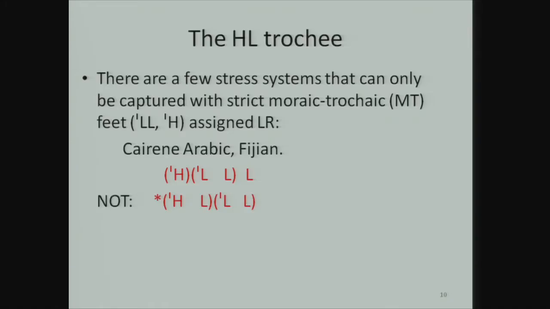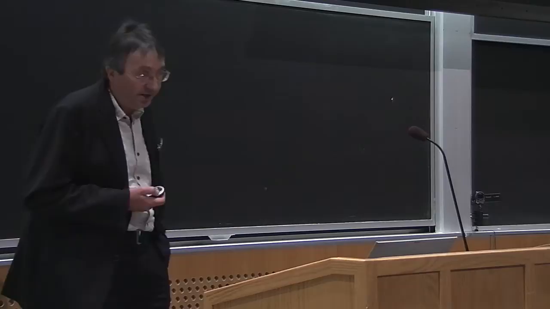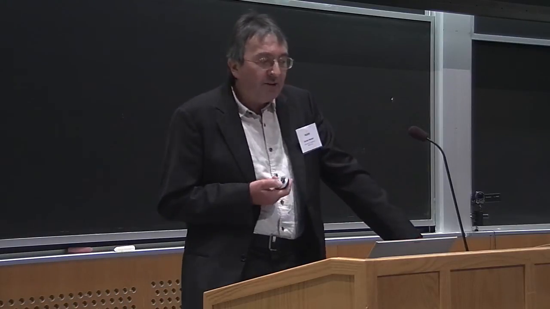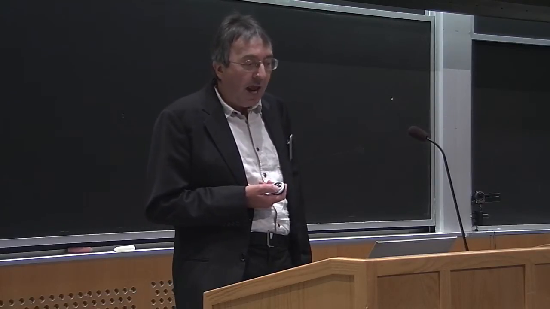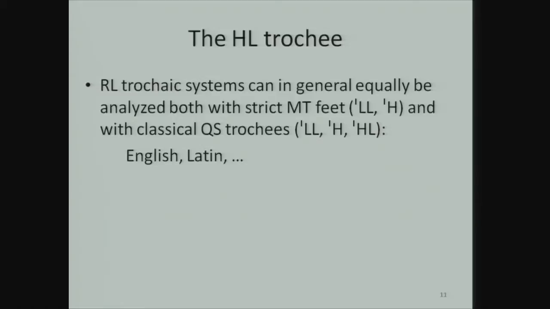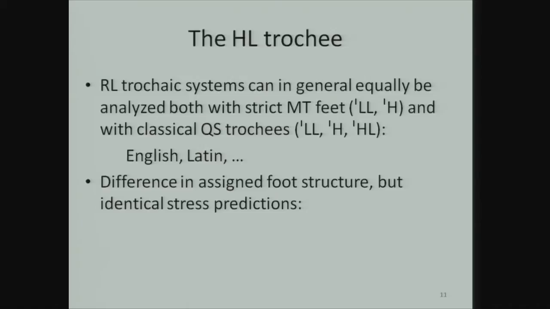So a string of heavy light has to be parsed as in the first line, not in the second line. You get the wrong stresses. This is a well-known fact, whether the secondaries are audible or not, as mentioned by Bill. On the other hand, many other languages, in particular right to left trochaic systems, can in general equally be analyzed both with strict moraic trochaic feet and with classical quantity-sensitive trochees, so light heavy and heavy light. English, Latin, they work either way. The difference is in the assigned foot structure, but the stress positions are identical. And as you can easily see, both of these kinds of parses arrive at the same prominence positions.